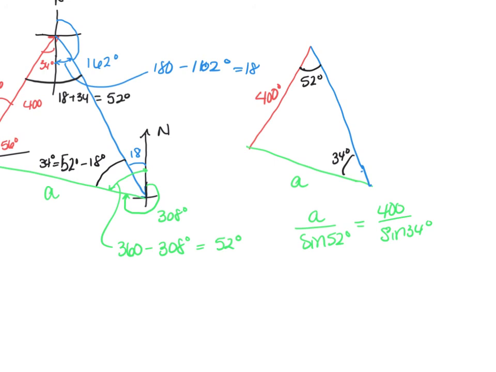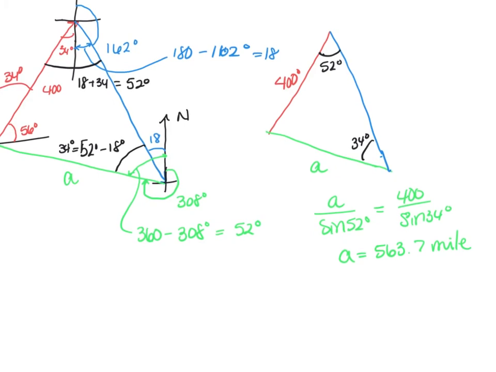So A is going to be equal to 400 multiplied by the sine, and make sure that you are in degrees, and I am. So 400 times the sine of 52, divided by the sine of 34. And my answer for A is 563.7 miles, the length of that last leg of my journey back to the aircraft carrier.